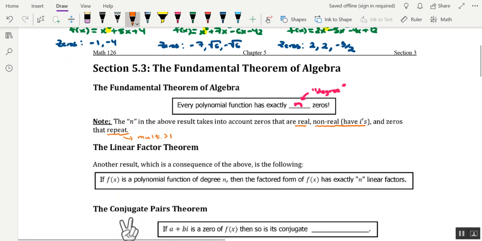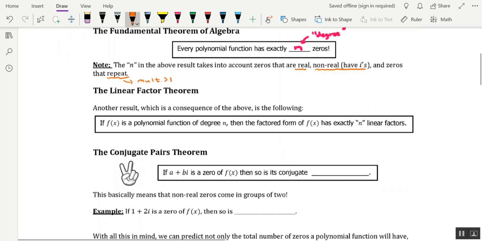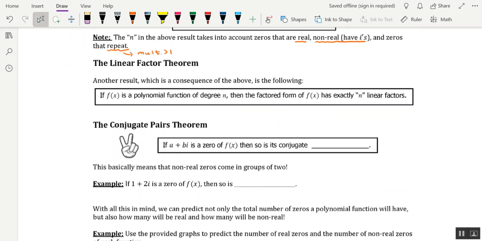Now, this gives way to what's called the linear factor theorem. Keep in mind that once we find the zeros of a polynomial function, we're able to factor the polynomial function. And one way that we can factor it is by using a zero factor table.